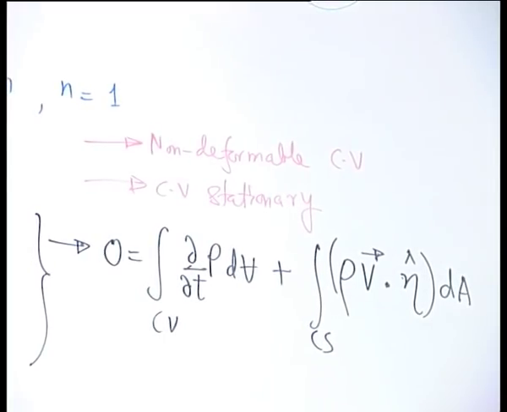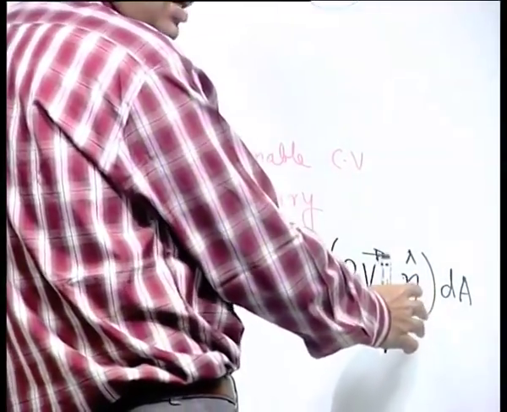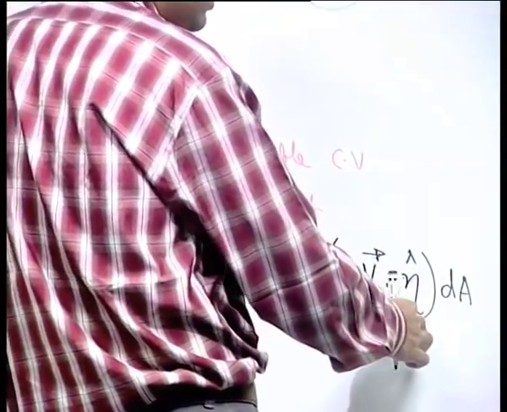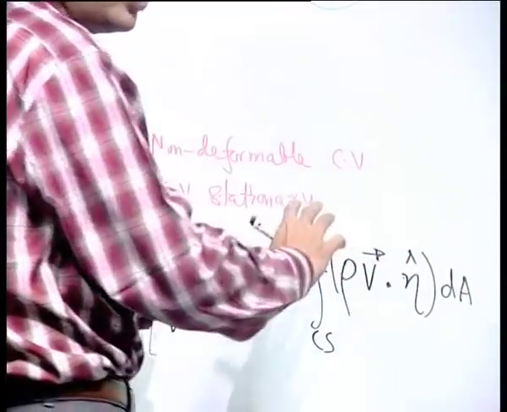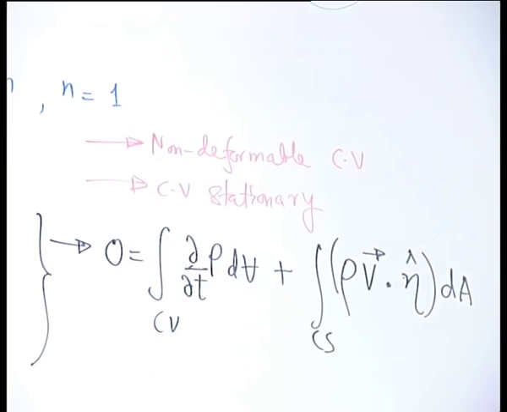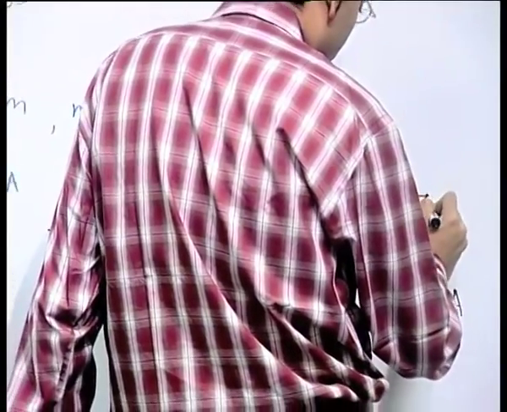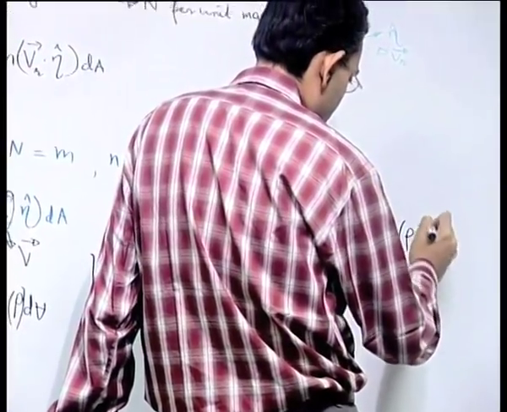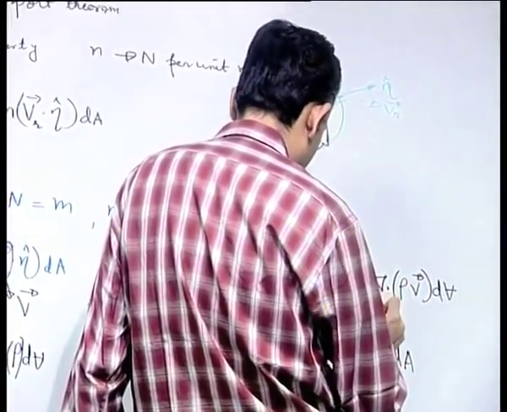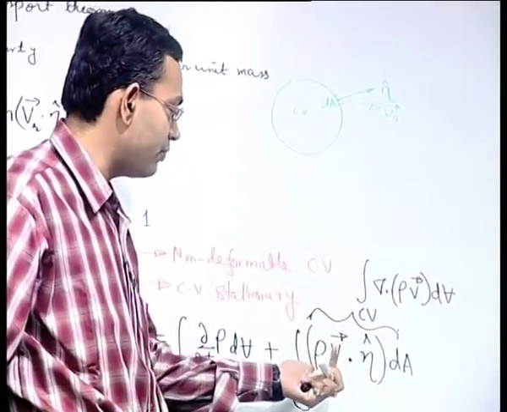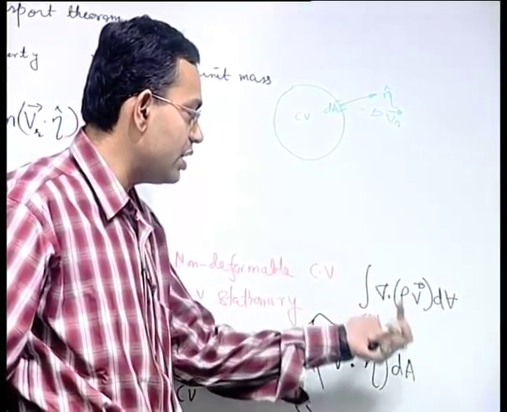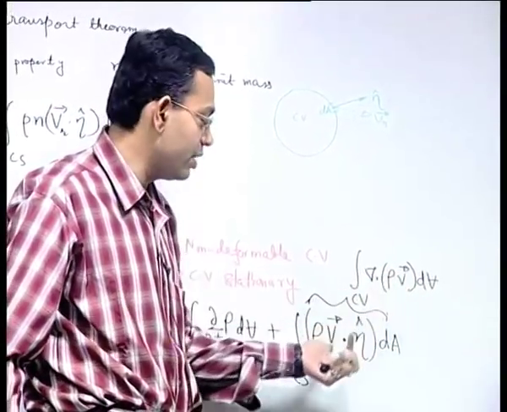Now we can see that this equation has two terms, two integrals, one is the volume integral, another is the surface integral, and we can convert the surface integral into a volume integral by using the divergence theorem. So we can write this term as divergence of rho v. It is like if f is a vector function, then f dot eta dA is divergence of f dV, where f equals rho into v.